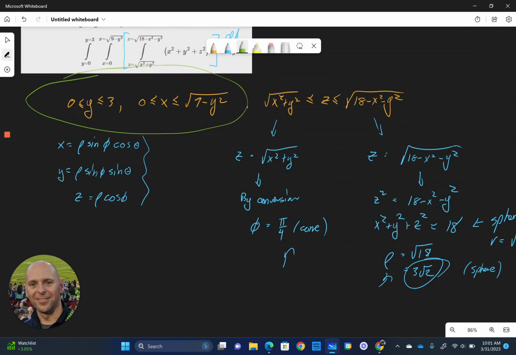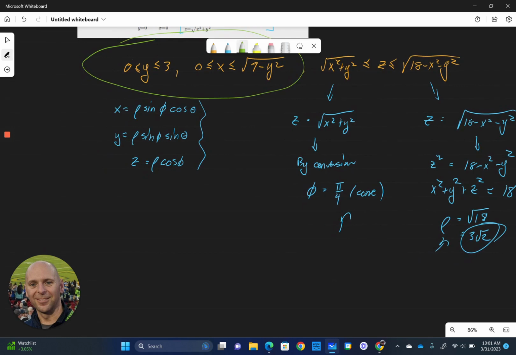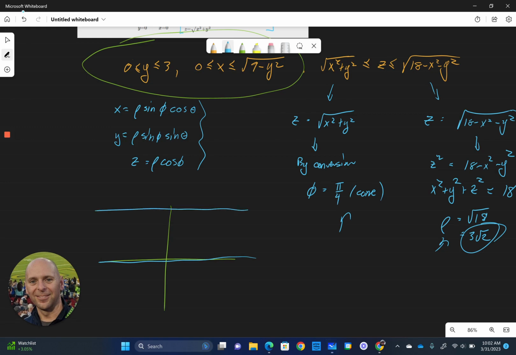Y has to be between 0 and 3, and the x value has to be bounded between 0 and this root function here. So let's take a look at what that sketches out to. We can take those two things, combine them together, and let's see. If y is going to be bounded between 0 and 3, that means we're looking at the x-axis, and this is the xy plane here, of course. So here's y equals 0, and here's y equals 3.